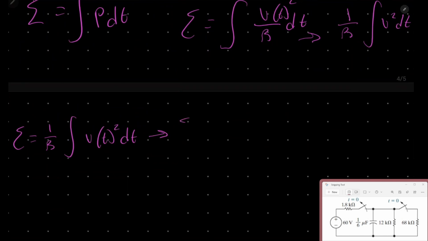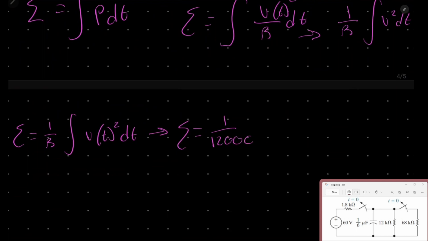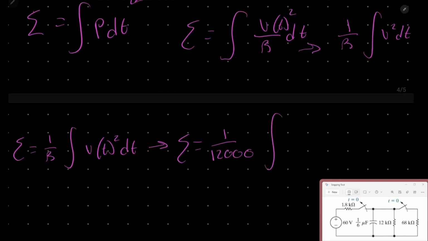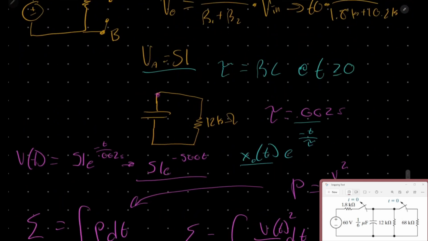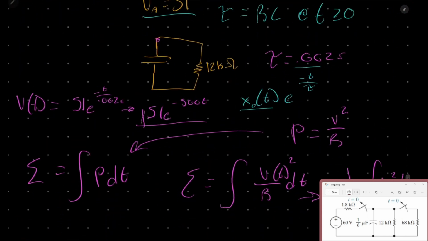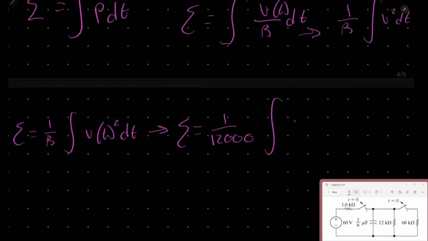So first, we'll get E equal to 1 over the resistance of 12K, integral of our V of t squared, which is what we found up here, which is what we found right here. So we're going to plug that in, 51 e^(-500t) squared dt.